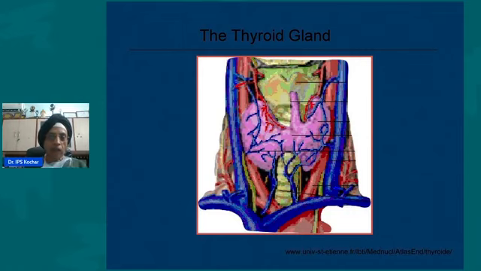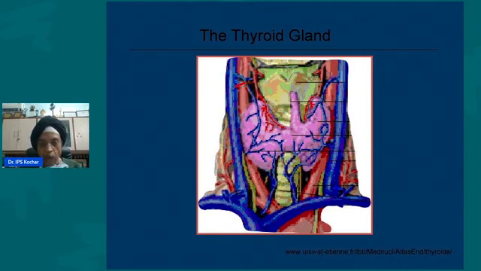The thyroid gland is situated in the anterior part of the neck. It has two lobes, the right lobe and the left lobe, joined by an isthmus. It has a very good vascular supply, so anatomically it is in a very good position, and it carries on all the metabolic functions of the body.